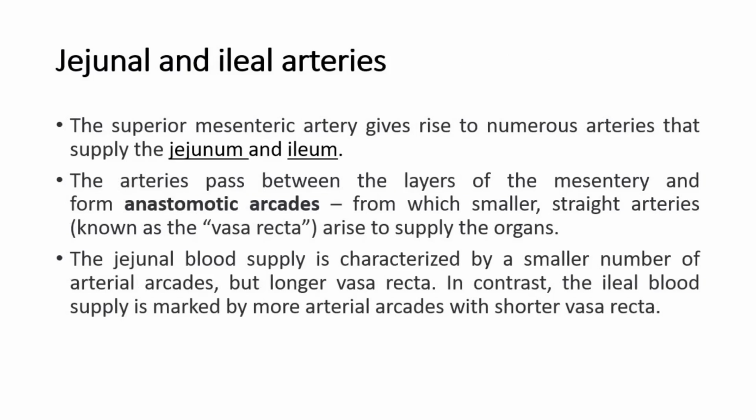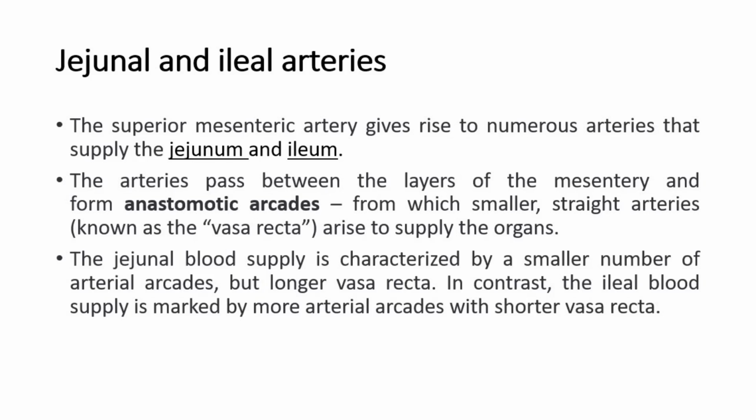Other than that, the superior mesenteric artery also gives rise to numerous arteries that supply the jejunum and ileum. The arteries pass between the layers of the mesentery and form anastomotic arcades, from which smaller, straight arteries, known as the vasa recta, arise to supply the organs. The jejunal blood supply is characterized by a smaller number of arterial arcades, but longer vasa recta. In contrast, the ileal blood supply is marked by more arterial arcades with shorter vasa recta.